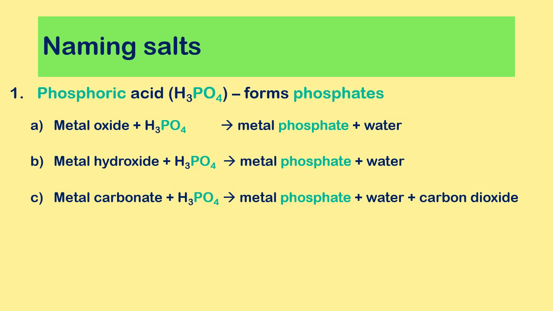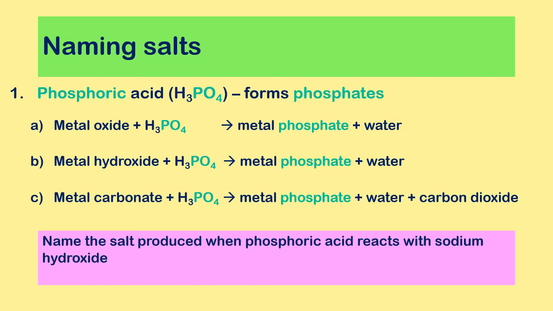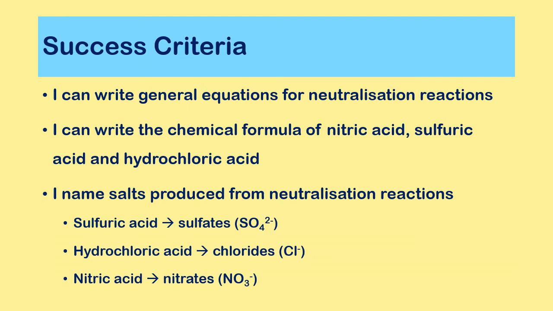Now we have phosphoric acid. Phosphoric acid follows the exact same pattern, except what's formed in each reaction is a metal phosphate. And your question is, what is the name of the salt produced when phosphoric acid reacts with sodium hydroxide? So that one is going to be sodium phosphate.